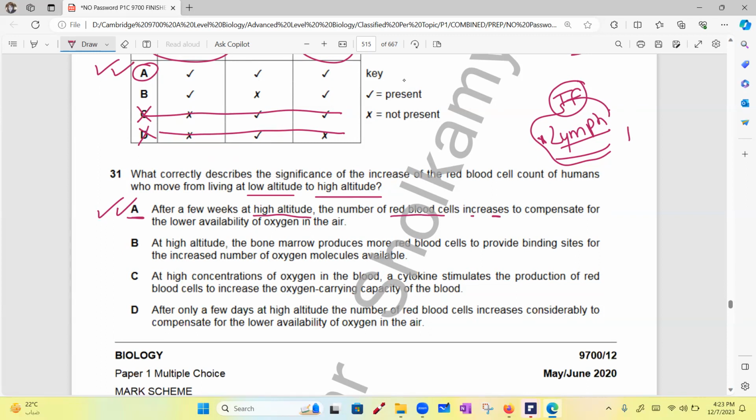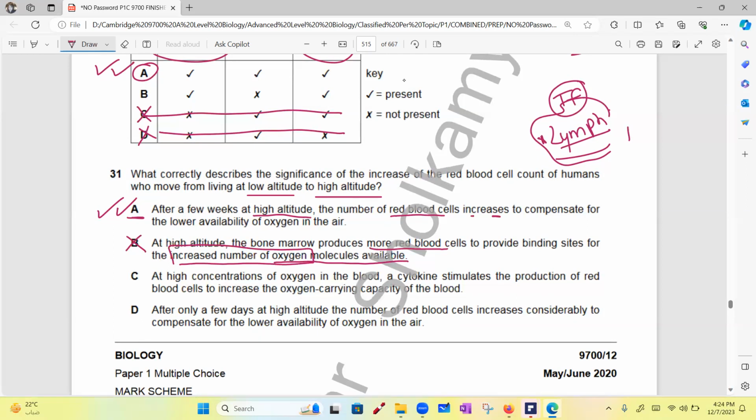At high altitude, the bone marrow produces more red blood cells to provide binding sites for the increased number of oxygen molecules available. Kenzie, is B right or wrong? I think it's wrong. Correct. Why is it wrong? Do I have increased oxygen? No, I don't. Yes, the red blood cells increase, but I don't have more oxygen.